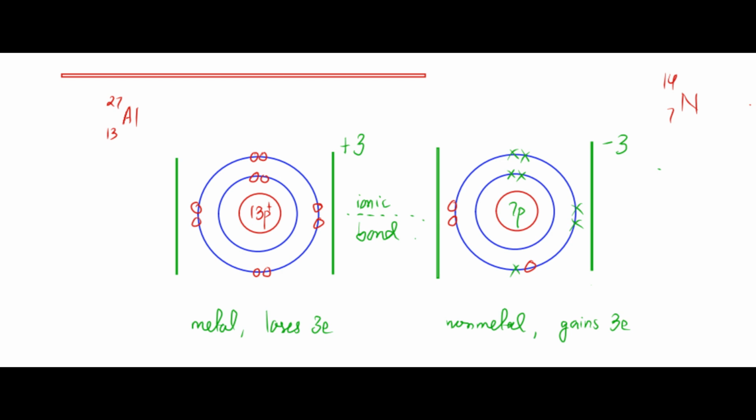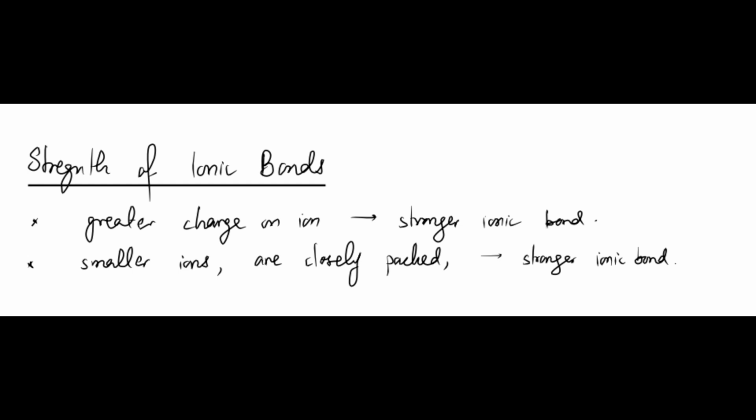Okay, now let's see how the strength of the ionic bond varies, or on what factors it depends. The strength of the ionic bond depends upon the charge on the ion. The greater the charge, the stronger is the ionic bond. And there is one more factor that affects the strength of the ionic bond, and that is for A-level students, where they compare the size of the ions.